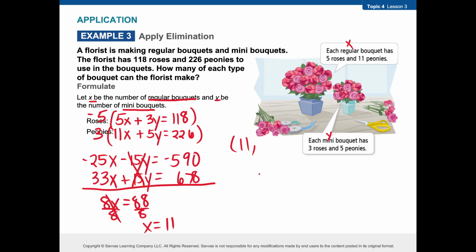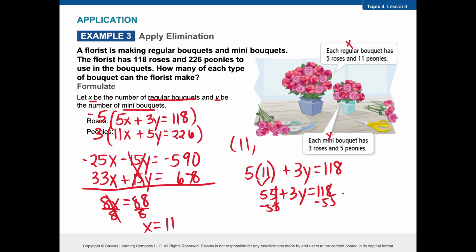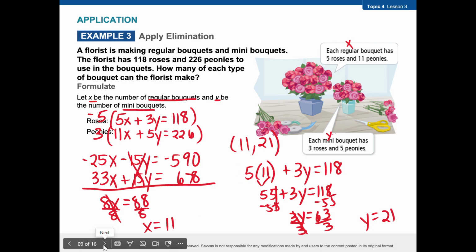I'm going to go back and use the top original equation. So 5 times 11 plus 3y equals 118. That makes 55. Subtract 55. 118 minus 55 is 63. And 63 divided by 3 is 21. So you can make 11 regular bouquets and 21 mini bouquets.